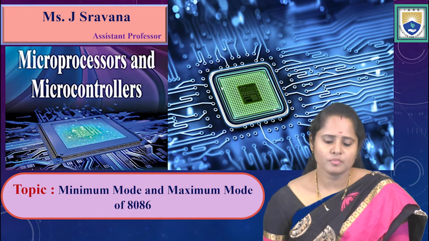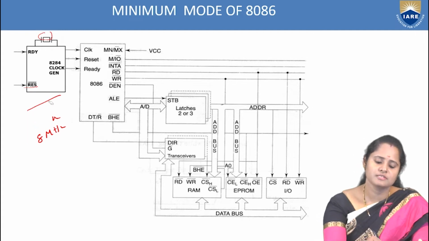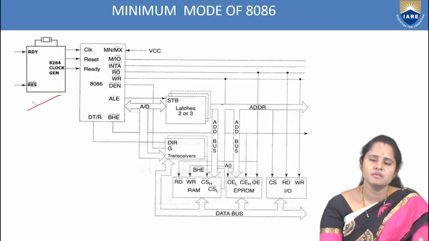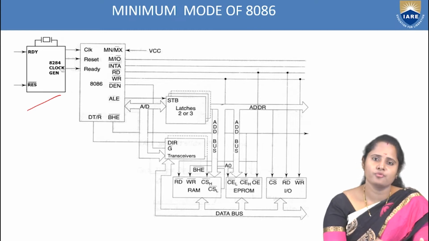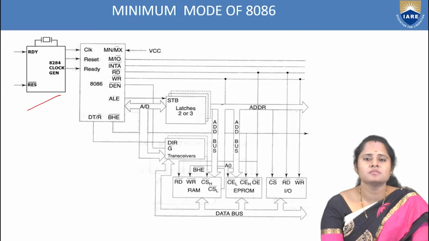So here, as we know, this is a minimum mode which is connected. In this minimum mode, we have a clock generator which generates a clock frequency for an 8086. That IC number is 8284. 8284 gives you a clock frequency of 10 megahertz, 8 megahertz and 15 megahertz for the 8086 microprocessor. It is used to generate the frequency by using a crystal oscillator.